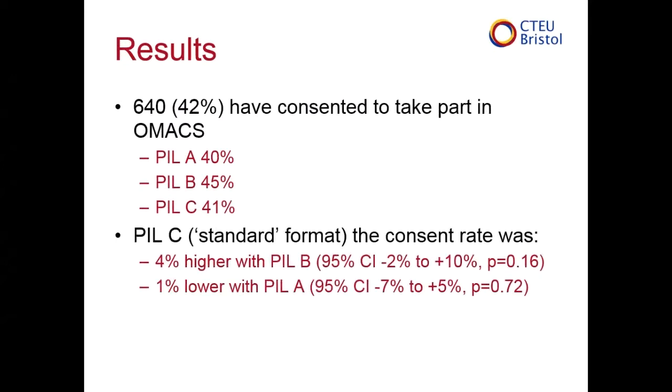So we'll come on to the actual results. Overall 42% of patients consented to take part in OMACS, and this was split across the PILs, 40% for PIL-A, 45% for B, and 41% for C. Disappointingly, it wasn't quite significant. We were comparing everything to PIL-C because that's our standard format, and the hybrid PIL-B, that's kind of a hybrid between the two, the very fancy and the basic PIL, generally had a 4% higher return rate, but that was non-significant. And there's basically no difference between PIL-A and C.